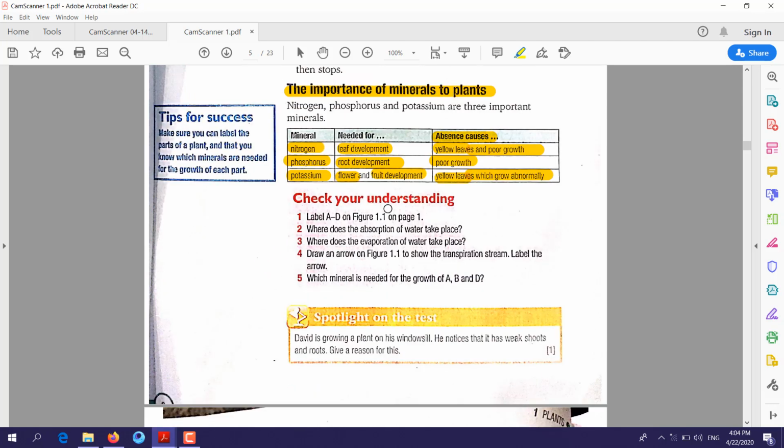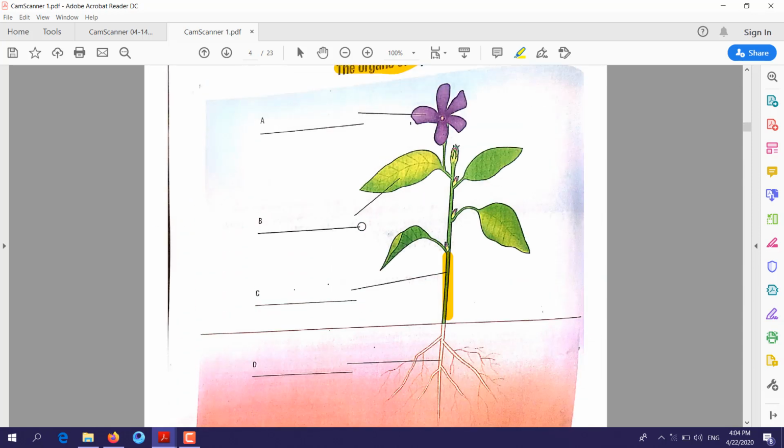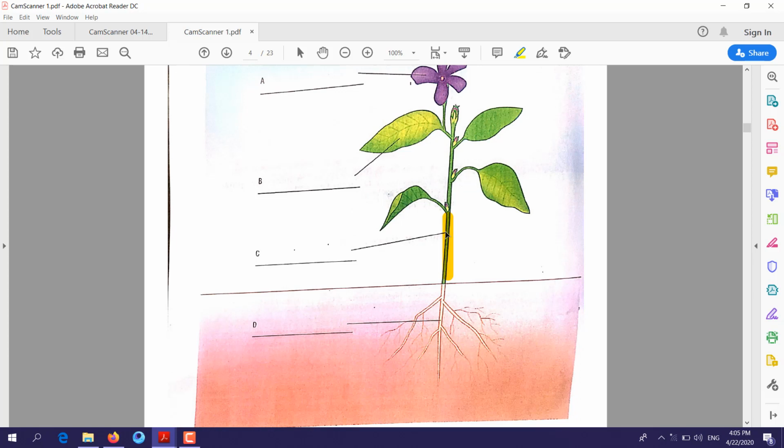Now, check your understanding. Questions. Label A to D on figure 1.1 on page 1. Here we have A, B, C, D. If you want, you can stop the video, write your answer, then check it. A, which part is this one? It's flower. B, which part is this one? It's leaf. C, which part is this one? It's stem. Which part is D? It's root.